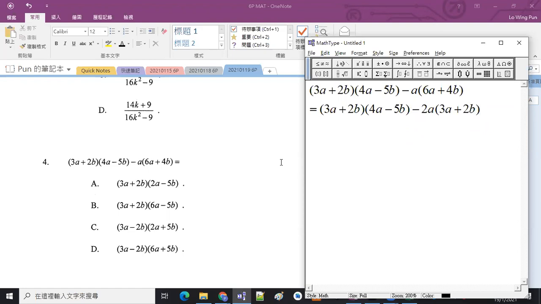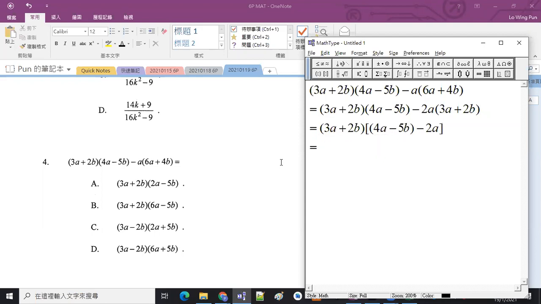Can you see this? When you have taken out the common factor 2 from the bracket, it is simplified to be 3a plus 2b. That is a common factor with the first term. Okay, can you see this? So, what can we do for the common factor? We just take out the common factor. Okay, and then write down the remaining factor, minus 2a.